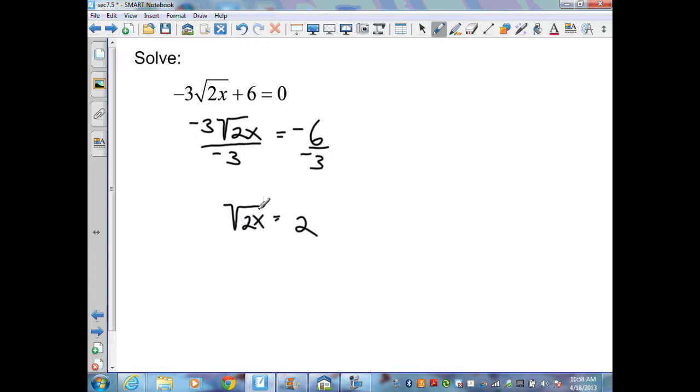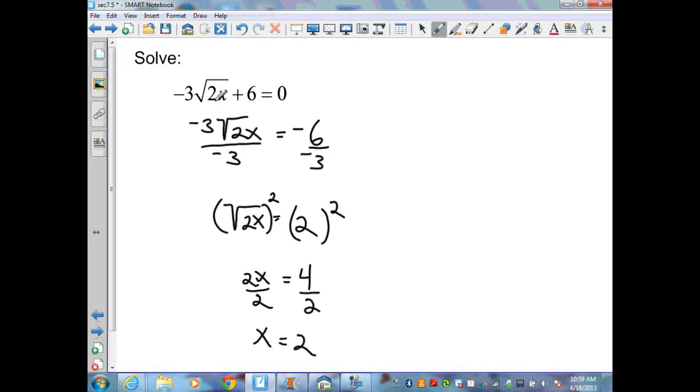I know this is 2x to the 1/2, also the square root, so therefore I will multiply by a power of 2. Square both sides. That gives me 2x equals 4. Divide by 2, and x equals 2. Let's determine if that's extraneous by substituting back into the original.